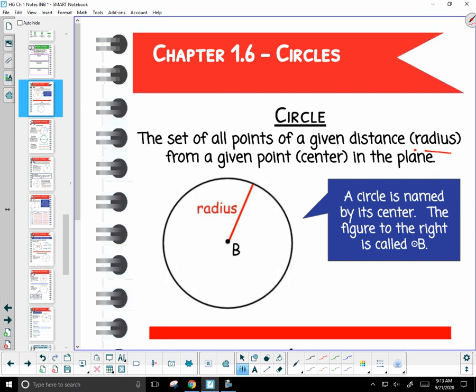To name a circle, we name it according to the center. So this would be called circle B. The symbol for it is literally a circle with a dot in it, and then the capital letter, whatever the name of that point is. So that circle would be called circle B. Good?